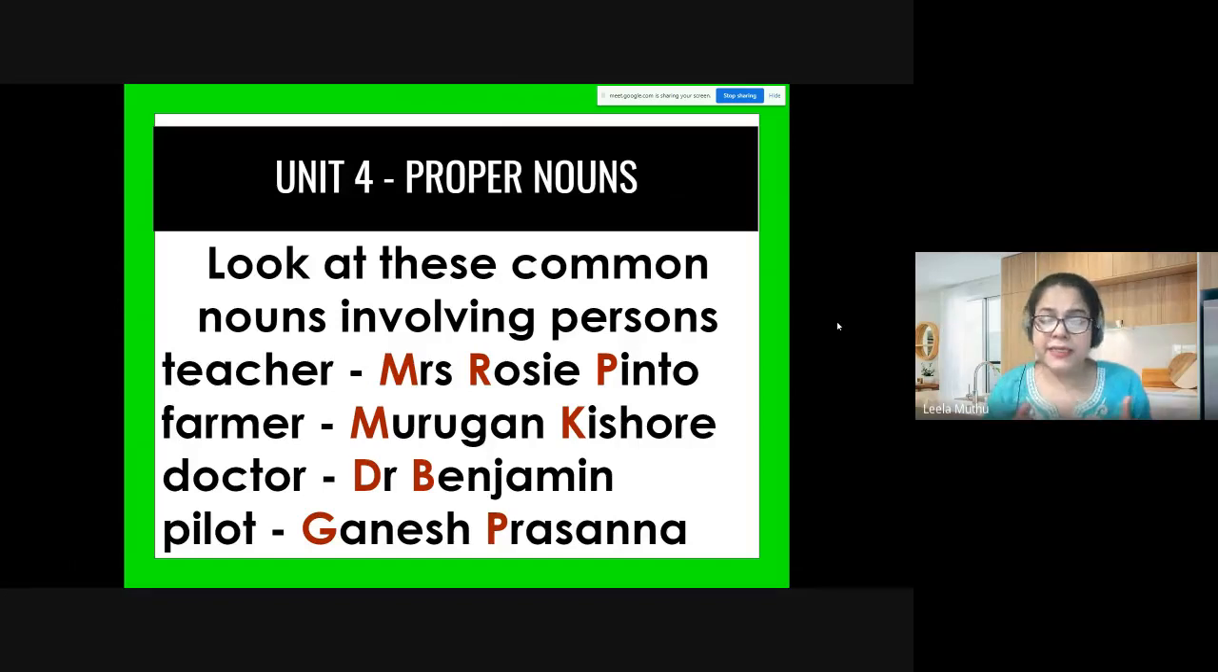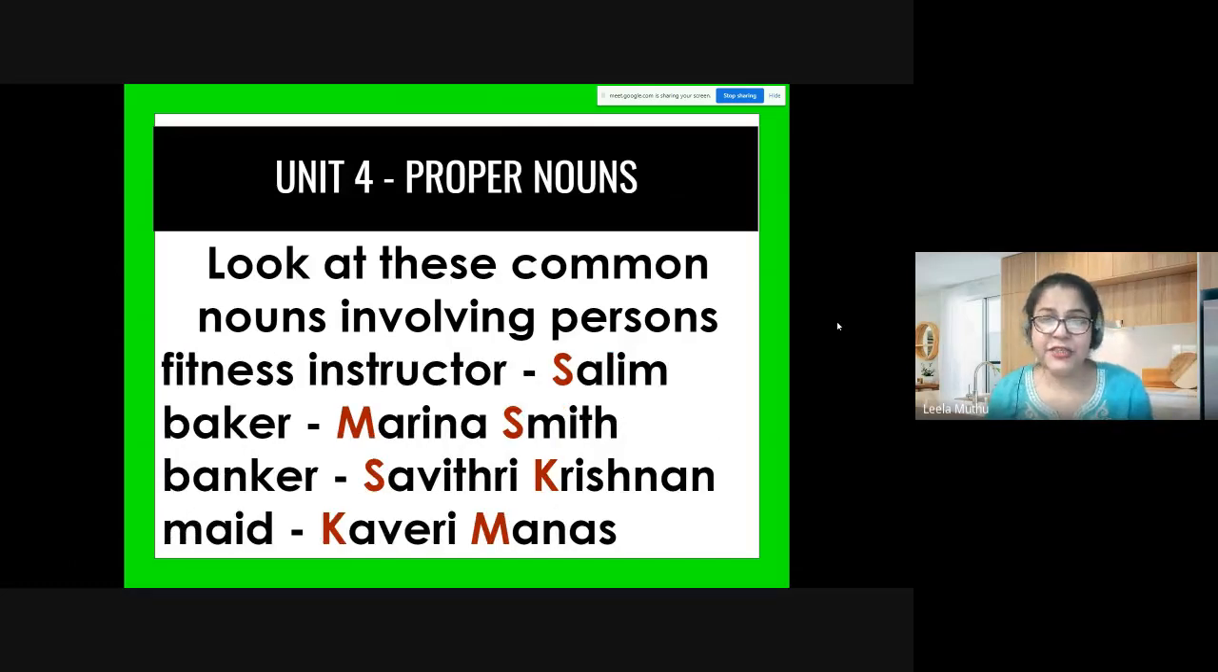Then farmer, let's say his name is Murugan Kishore, M capitalized, K capitalized. Murugan is his name, Kishore is his surname. Doctor, Dr. Benjamin. Pilot, Ganesh Prasanna. Now see, doctor, the title is always capitalized, never in small letters. Fitness instructor, Salim. Baker, Marina Smith. Banker, Savitri Krishnan. Kaveri Manas. Okay, the name plus the surname both are capitalized.